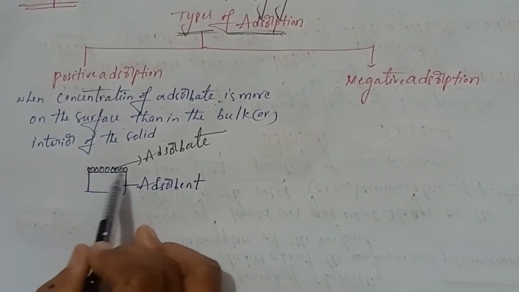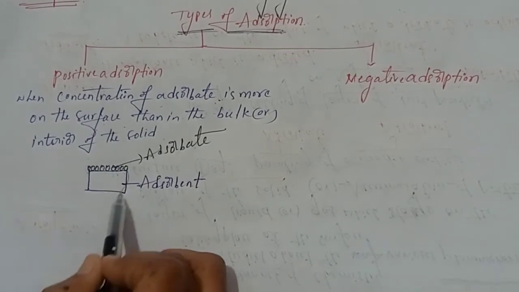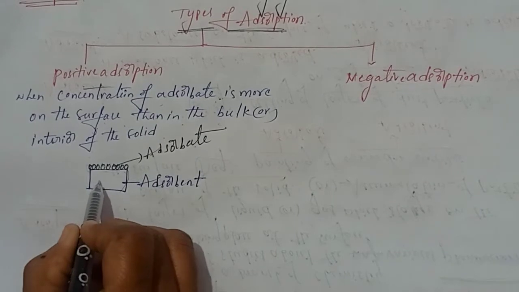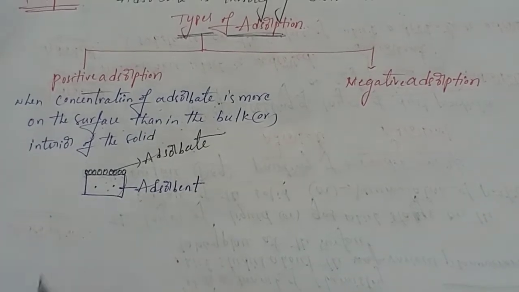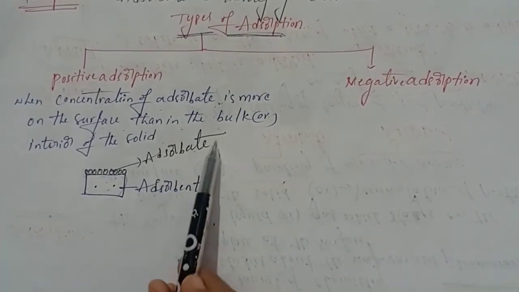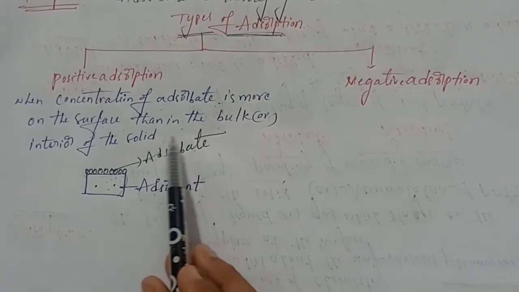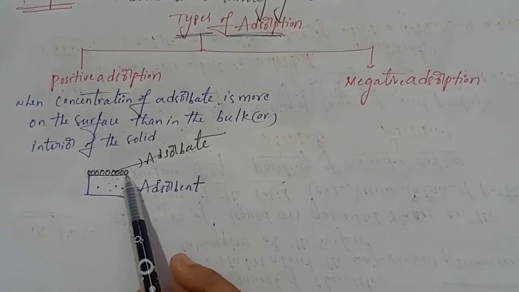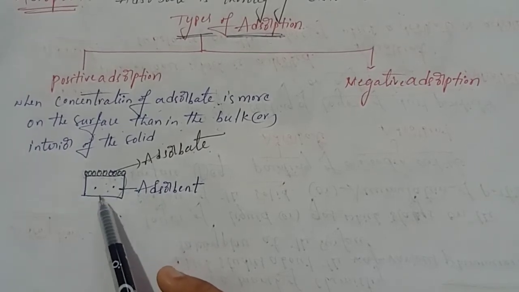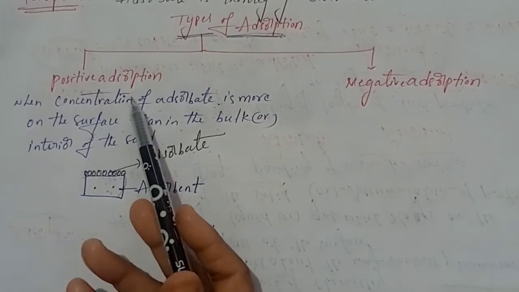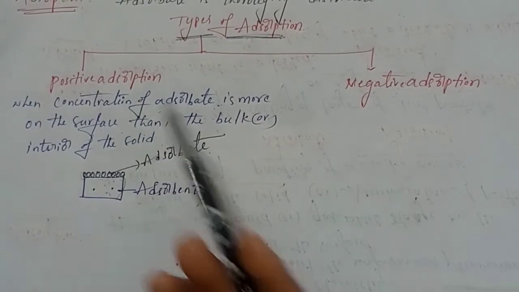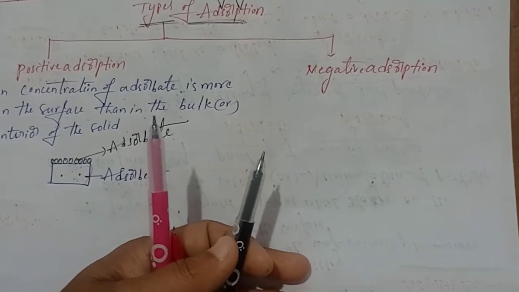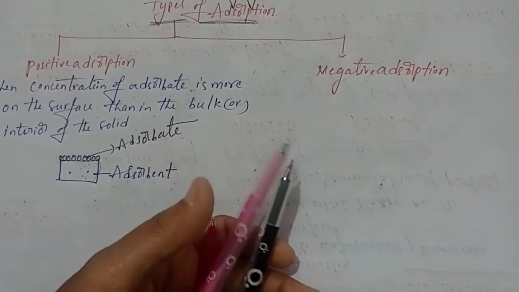If the concentration of adsorbate is more on the surface of the solid than in the bulk or interior of the solid, that means the interior of the solid has very little. Clear? So if the adsorbate concentration on the surface is more and in the interior of the solid it is less, then we'll call it positive adsorption. Here we can take one example, students. I will first discuss negative adsorption, its definition, then the example.